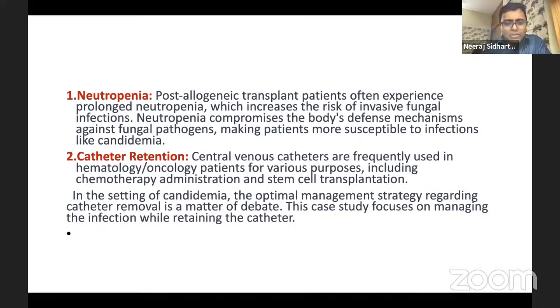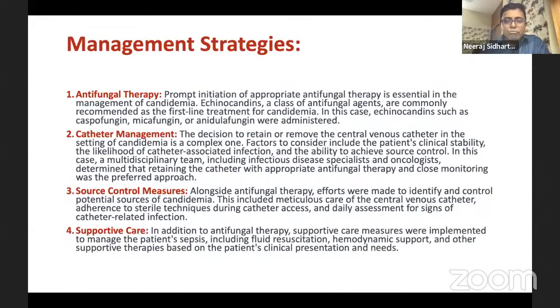Here the patient was started on echinocandins, and then he was started on caspofungin actually. But here we consulted the ID physicians from our setting, and carefully a decision was made to keep the catheter. So in candidemia, I think one of the important things is that the initiation of antifungal therapy should be very prompt. Mostly we go with echinocandins as the first-line treatment of candidemia in neutropenic patients. You could use caspofungin, micafungin, or anidulafungin.